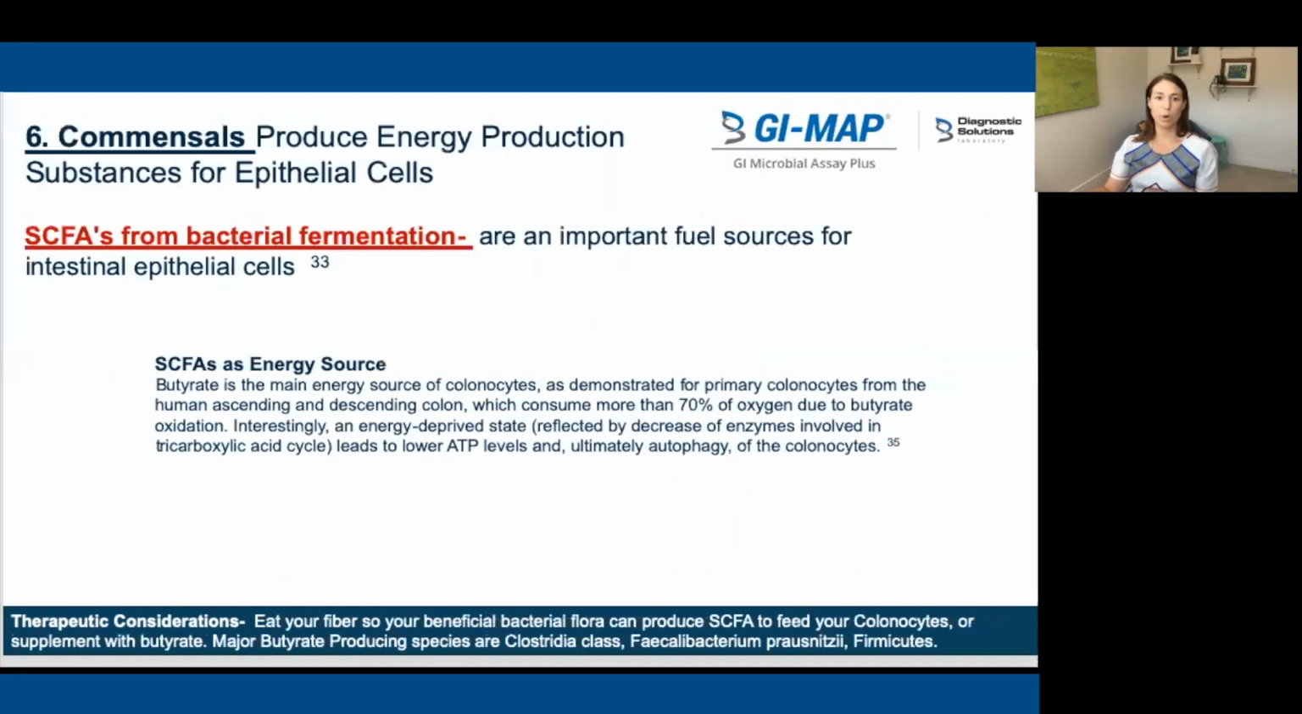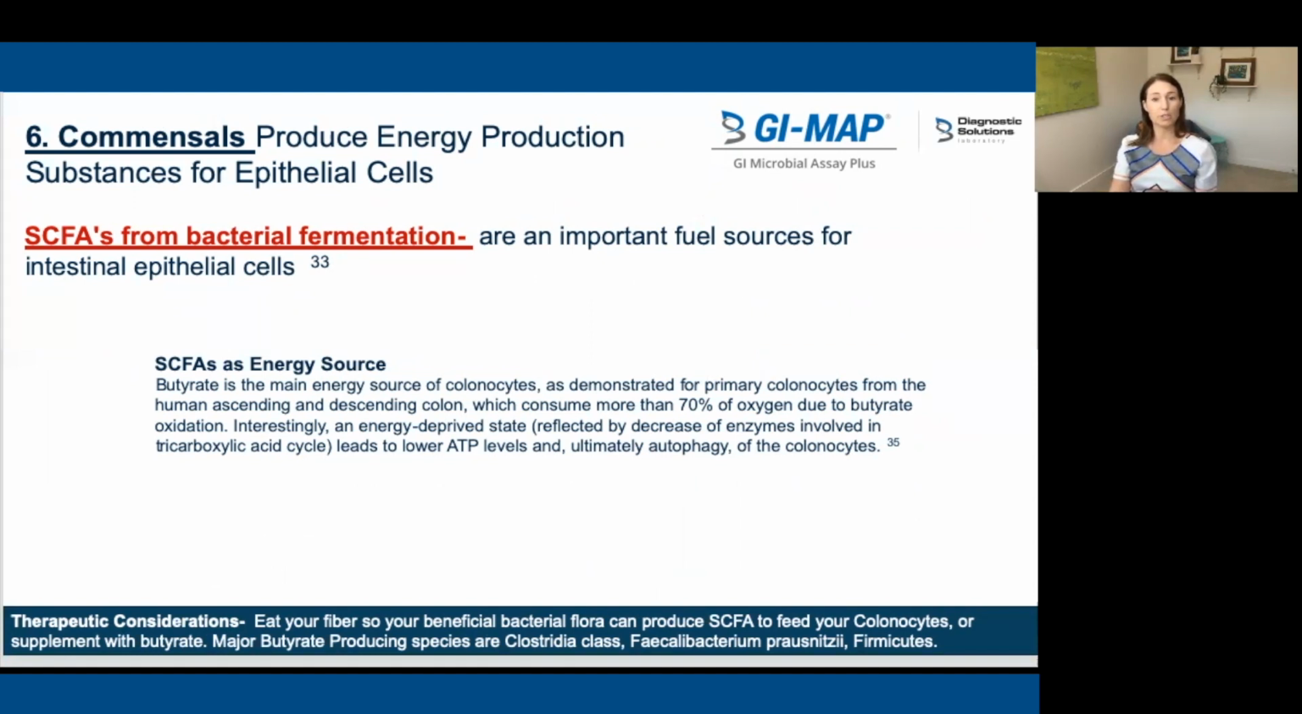But they also help with producing energy substances for our epithelial cells too. They're really making sure that the epithelial cells are taken care of as well. Short chain fatty acids are a major energy source. Butyrate specifically is the main energy source for colonocytes. Primary colonocytes consume more than 70% of oxygen due to butyrate oxidation. That's showing the energy pathway for these colonocytes.